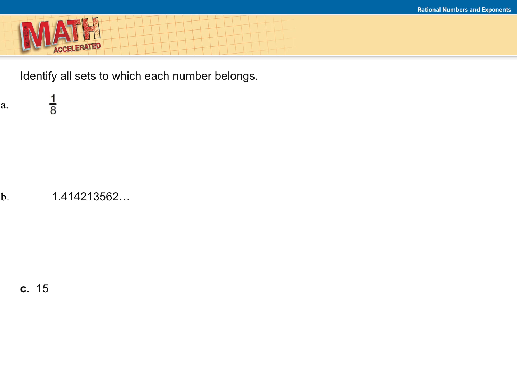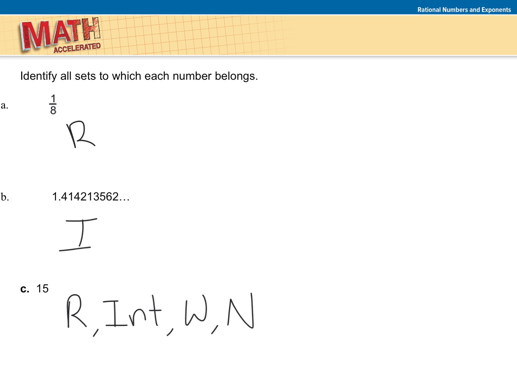Go ahead and try these last 3 on your own. All right, on A, rational or irrational? Rational. Is it anything else? No. What about B? Irrational. Can it be anything else if it's irrational? No. What about C? It's all of the above. Rational. What's next? Integer. What's next? Whole number. What's next? All numbers are what? Real numbers. Nice job.